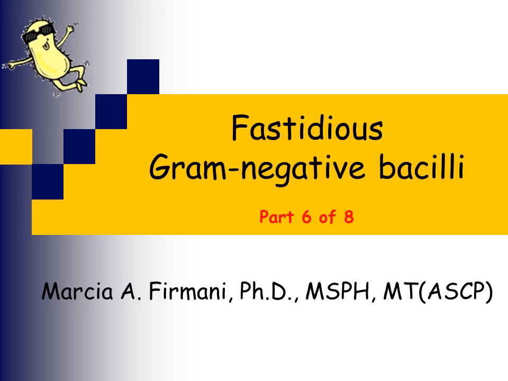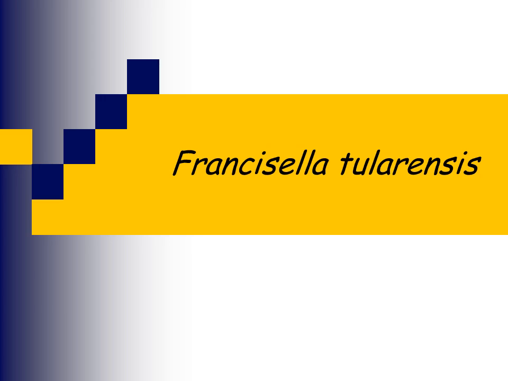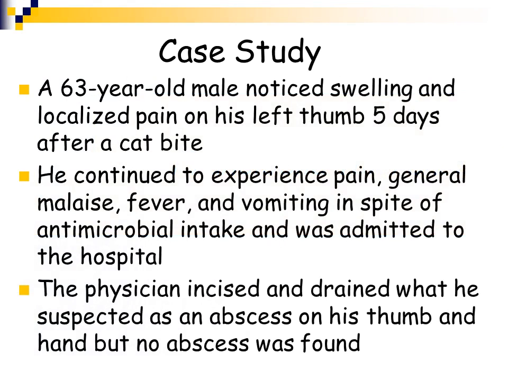We're now in part 6 of our Fastidious gram-negative bacilli lecture. And in this lecture, we're going to focus on the organism Francisella tularensis. So we're going to start out with a case study.